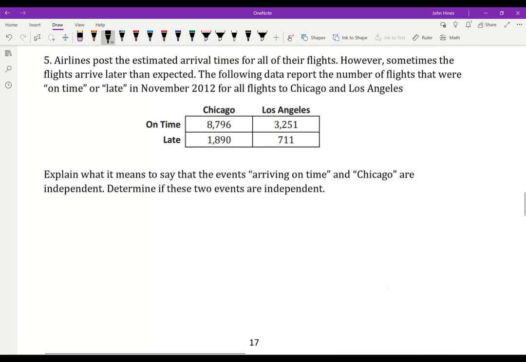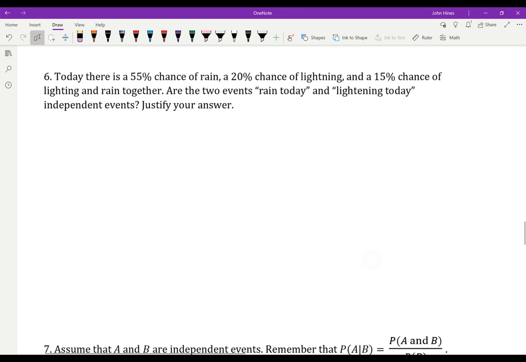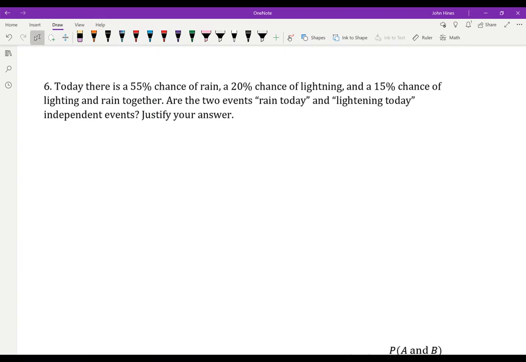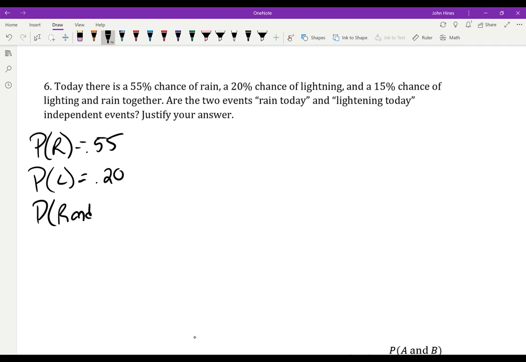So we got one more problem for this lesson. We're going to skip 5 and jump to number 6, and then we'll call it an independent event lesson, even though the next video is going to be all about independent events round 2. So today there's a 55% chance of rain. When I'm making this video, it's actually a 100% chance, but that's okay. There's a 55% chance of rain, a 20% chance of lightning, and a 15% chance of both. So the probability it rains is 0.55. The probability of lightning is 0.20, and the probability of rain and lightning is 0.15.